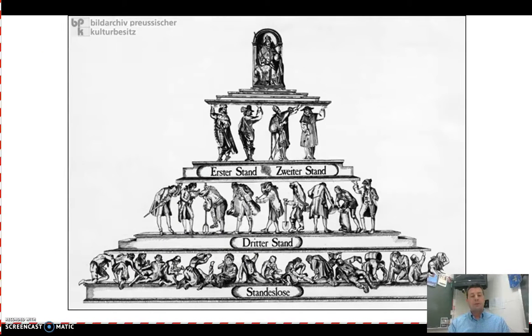Here we have a nice little diagram showing kind of the different class breakdown. You have the king at the top, clergy, and the nobility. Then we have the merchant class, and then finally the peasant class down here at the bottom. And you can see the weight of these situations is kind of starting to crush the peasantry. And so this is a pretty good example. This comes from the 18th century in Germany.